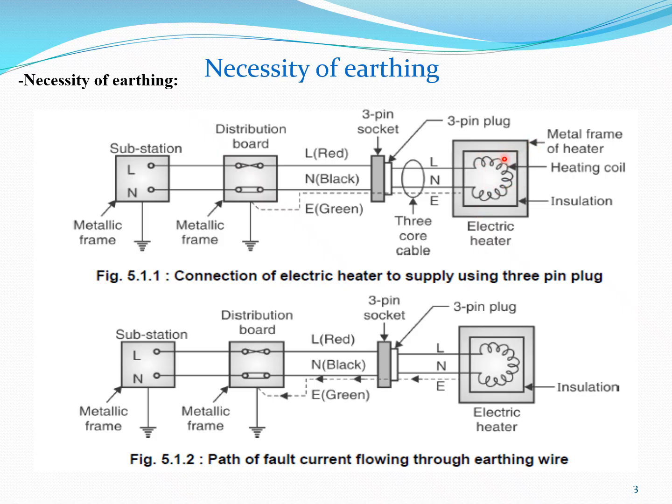This is the metallic frame of the heater. This is the heating coil. Insulation is provided between the metal frame of the heater and the heating coil. In case the insulation between the heating coil and the metallic frame of the electric heater fails, the heating coil will come in contact with the metallic body. Thus, the metallic body will behave like a live conductor.